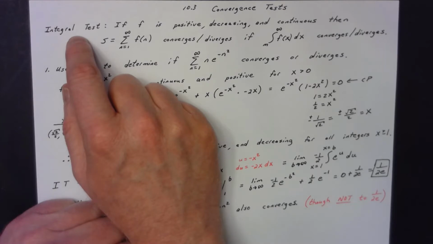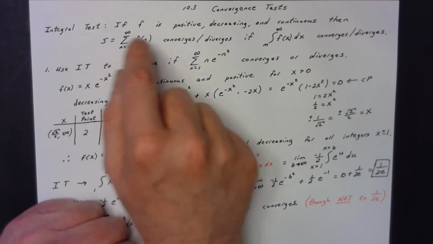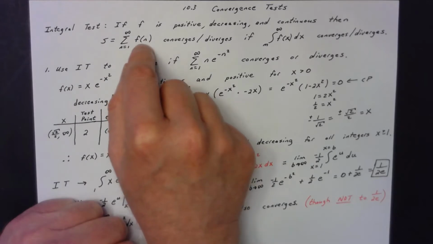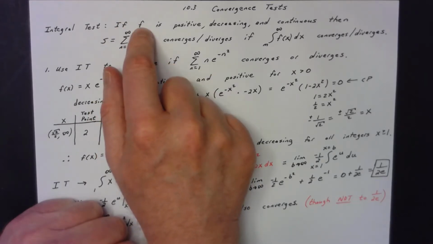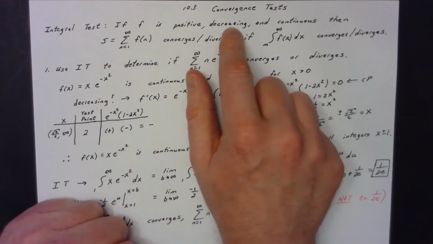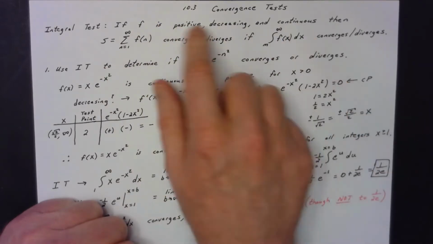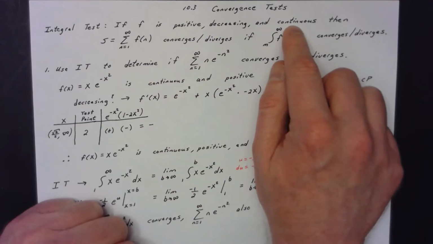One of the things that makes the integral test a bit annoying to use is you've got to be able to ensure that it can be used in the first place. In order to ensure that it can be used, the function f of x that represents a term within the general term of the series has to be positive, decreasing, and continuous. Has to satisfy all three of those criteria.